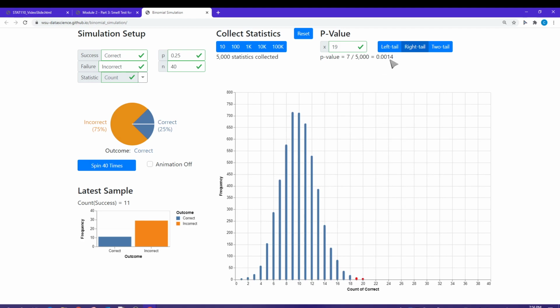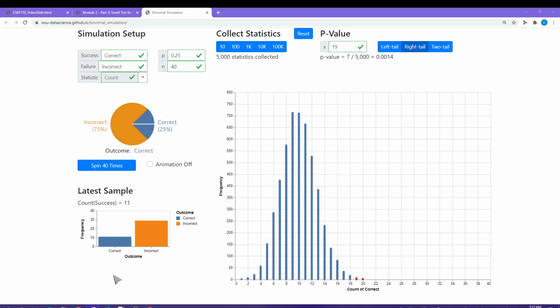Now this probability value is quite small. 19 certainly sits in the top 5% of the distribution. In particular, if I move that decimal over twice, it would be in the top 0.14% of the distribution. It's definitely within the top 5%.